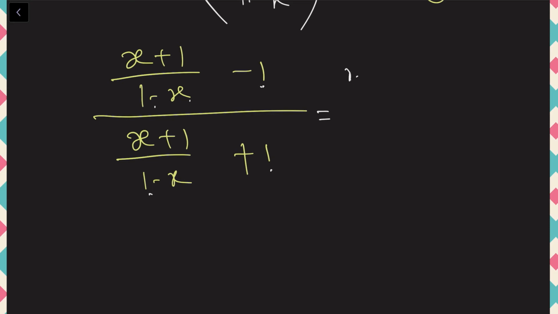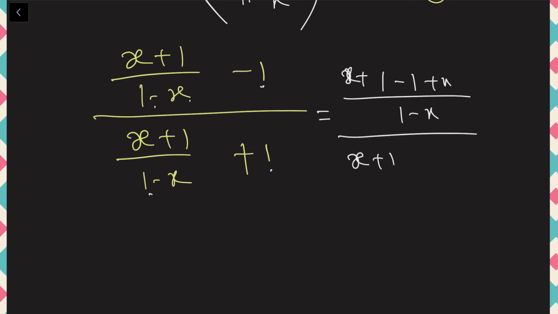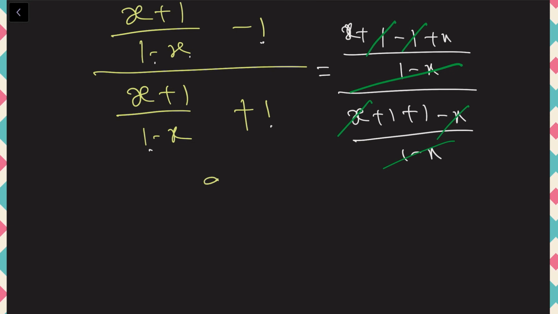First x as it is, plus 1 as it is. Minus 1 into 1 minus 1, minus 1 into minus x plus x, divided by 1 minus x, whole divided by x plus 1, plus 1 into 1 plus 1, plus 1 into minus x, divided by 1 minus x as usual. Now for cancellations, plus 1 minus 1 cancel, here plus x cancel, 1 minus x, 1 minus x all cancel. Now if we observe the numerator, x plus x, 2x divided by 1 plus 1, 2. So 2, 2 will get cancelled, then we remain with x. Hence proved.